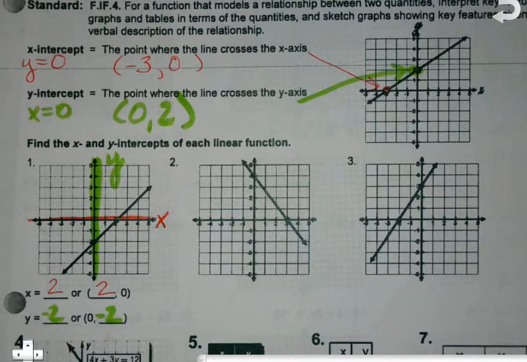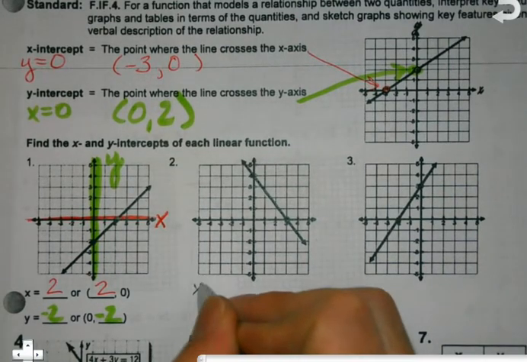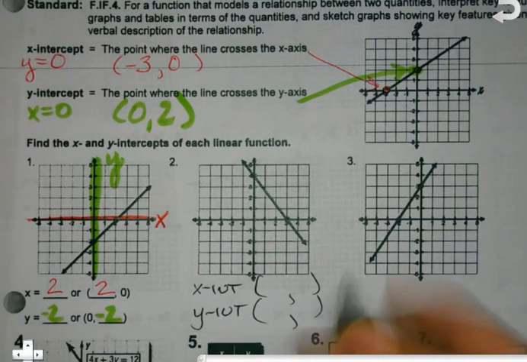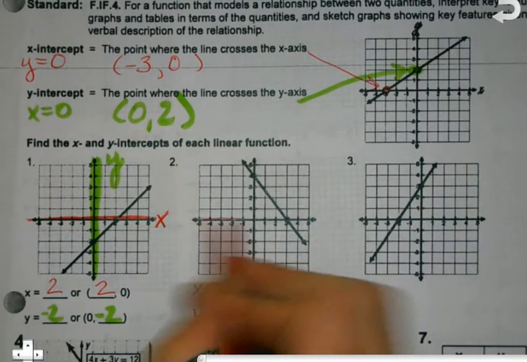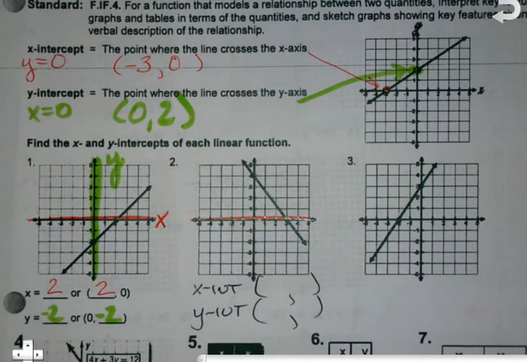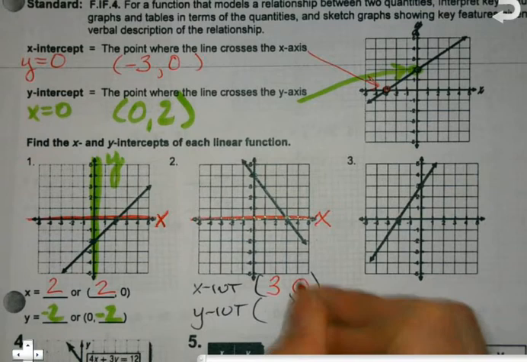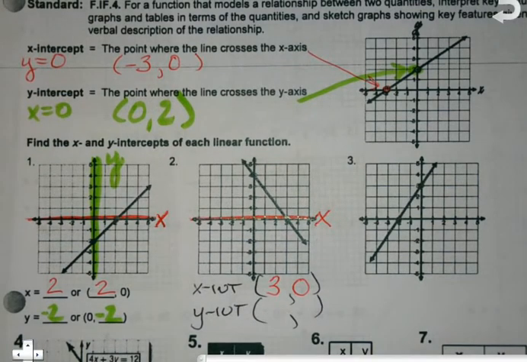So let's just say, for instance, we were taking a look at number 2. What would be my coordinate point for the x-intercept? Where's the line cross the x-axis? It crosses at 3. Yes, x-intercept, sorry, I'm trying to shorten it up a little bit. So that's one of the things that we're going to do.